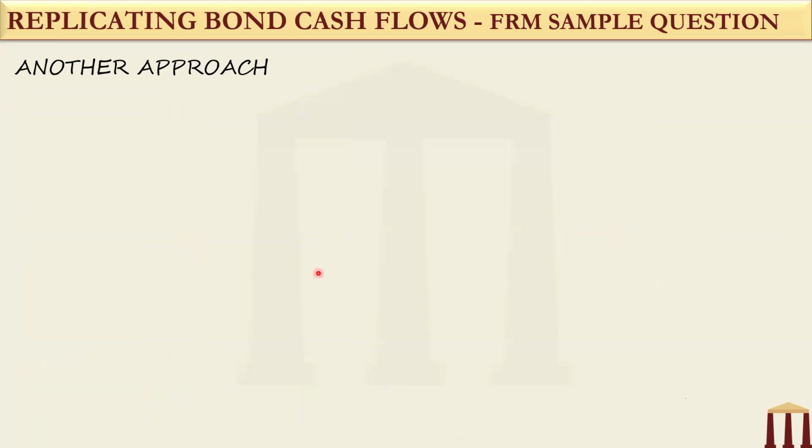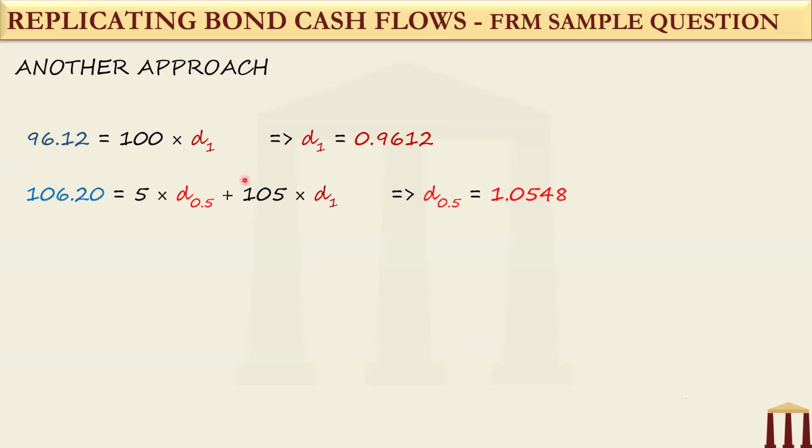Now there is another approach to solve this question, which is using the discount factors. So what you do, you find the discount factors. I have the 1 year 0 coupon bond, so I can find the discount factor for 1 year easily. If PV equals FV times the discount factor, I get the 1 year discount factor. Now my task is to find the half year discount factor.